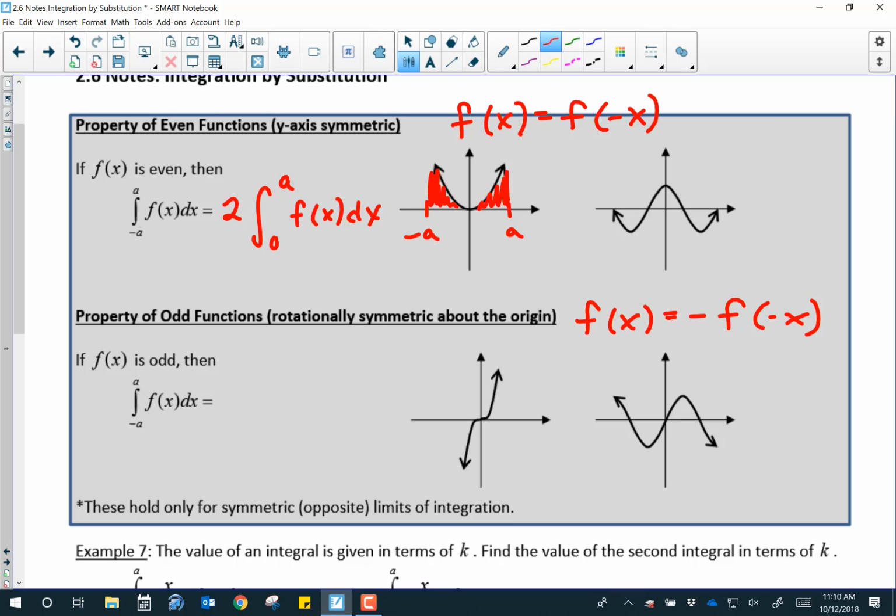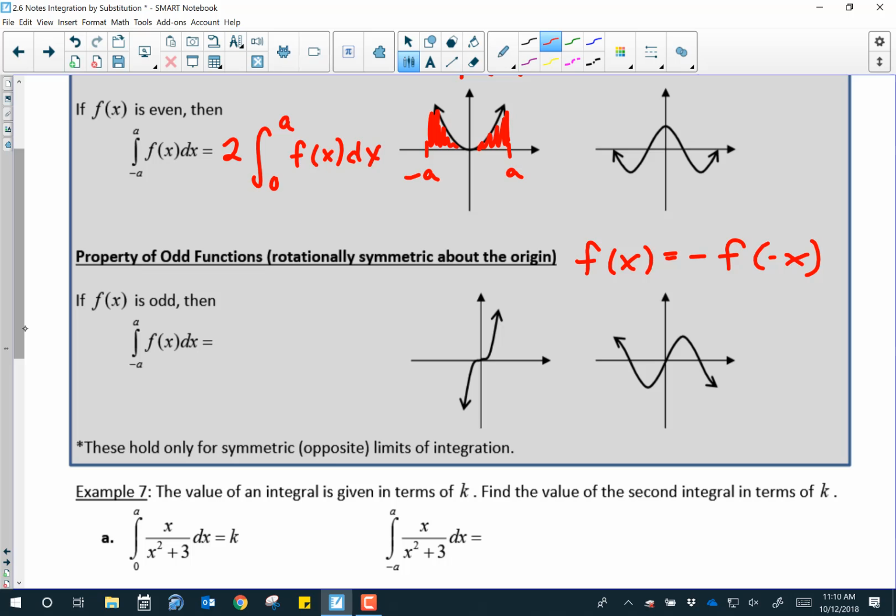Is the next one just 0? Okay. The next one's 0. So in the next one, if you have an odd function, if I go from negative a to a, we have the same amount of area, but one's positive and one's negative. That one's really nice. You don't have to do any calculation. If you know it's odd and you have symmetric or opposite limits of integration, then the integral is just going to be 0. Okay, so let's get some practice with this in example 7.